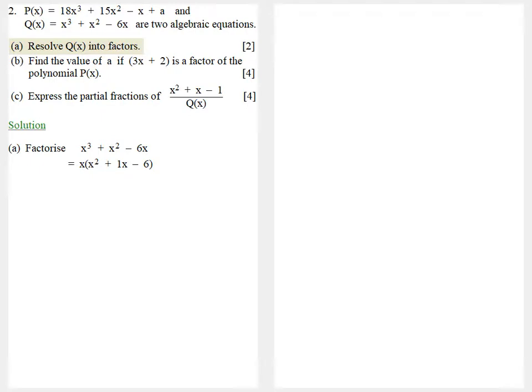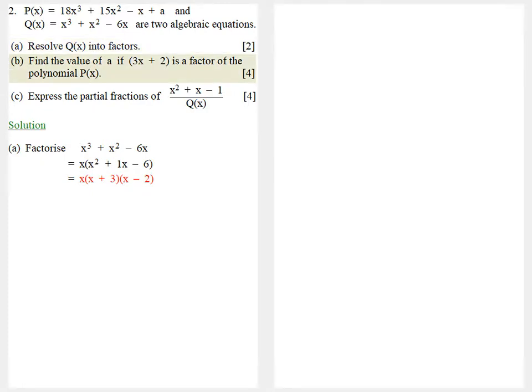Now the part in the bracket is a quadratic, so we're looking for two numbers that add to make 1 and multiply to make minus 6. They are 3 and minus 2. 3 plus minus 2 is 1. 3 times minus 2 is minus 6. So the factors are x into x plus 3 and x minus 2.